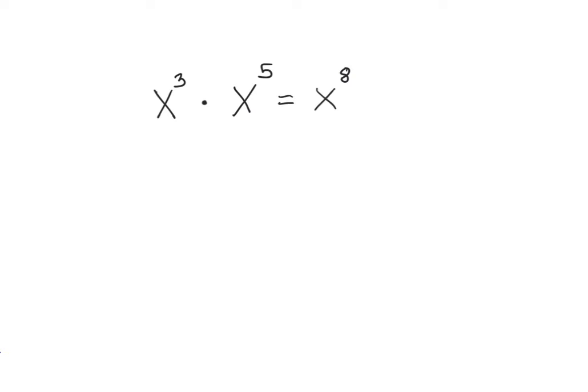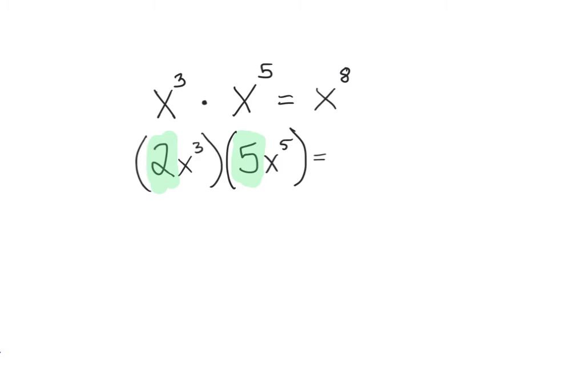But what if instead of just x to the third, we had 2x to the third, and instead of x to the fifth, we have 5x to the fifth? It's really not so different, we just want to take it in two pieces. So first, I'm going to look at just the coefficients. This one is 2 and this one is 5. When I multiply those together, I get 10. Then I'm going to look at the x's again. We have x to the third times x to the fifth, and that is still x to the eighth.